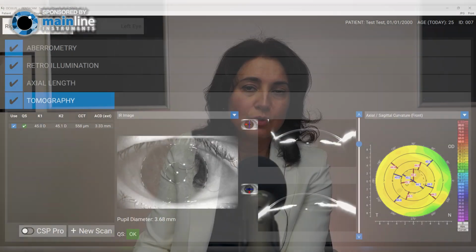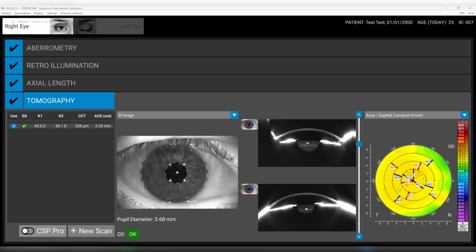The use of Pentacam for aberrometry, retroillumination, and refraction is more dedicated to a refractive practice and is obviously a more recent development with the Pentacam AXL wave, but equally very important.